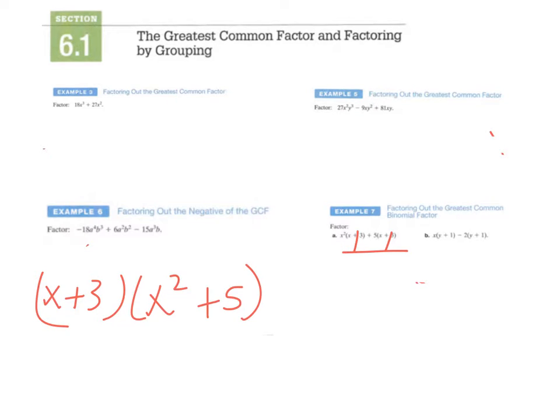Let's do that again with this example here. What's common between the y plus 1, and 2, y plus 1? Y plus 1 is the common factor. And when I take that out, I'm left with an x and a minus 2. And there's my answer for that one.